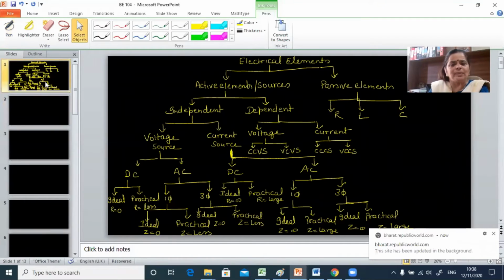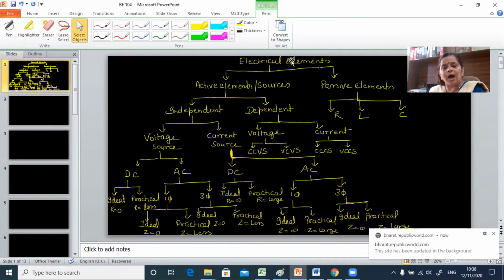So now, without wasting time, I am sharing my screen where I will brief you about the different types of basic electrical elements and the details related to them.